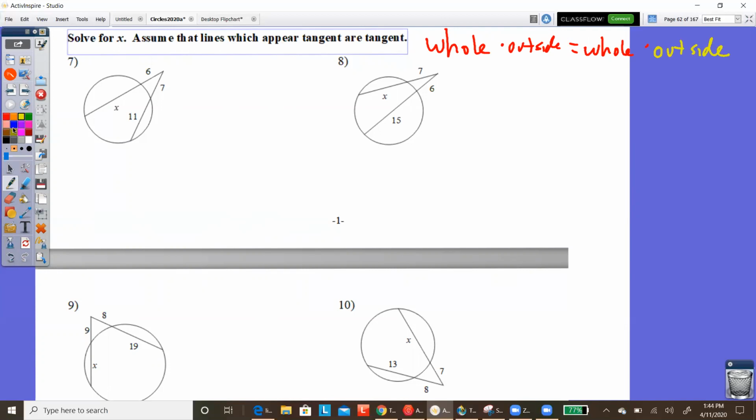Okay, so for the first one, what is that whole thing? What is 11 plus 7? The whole thing is 18. Just like you added these 2 pieces to get 18, you would need to add these 2 pieces to get that sum.